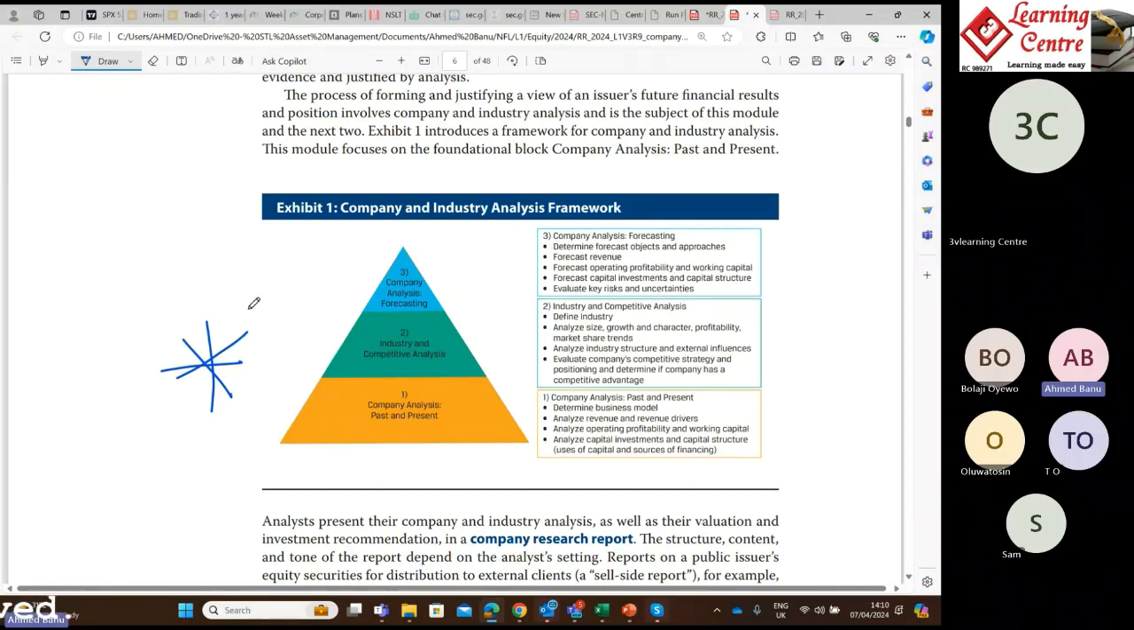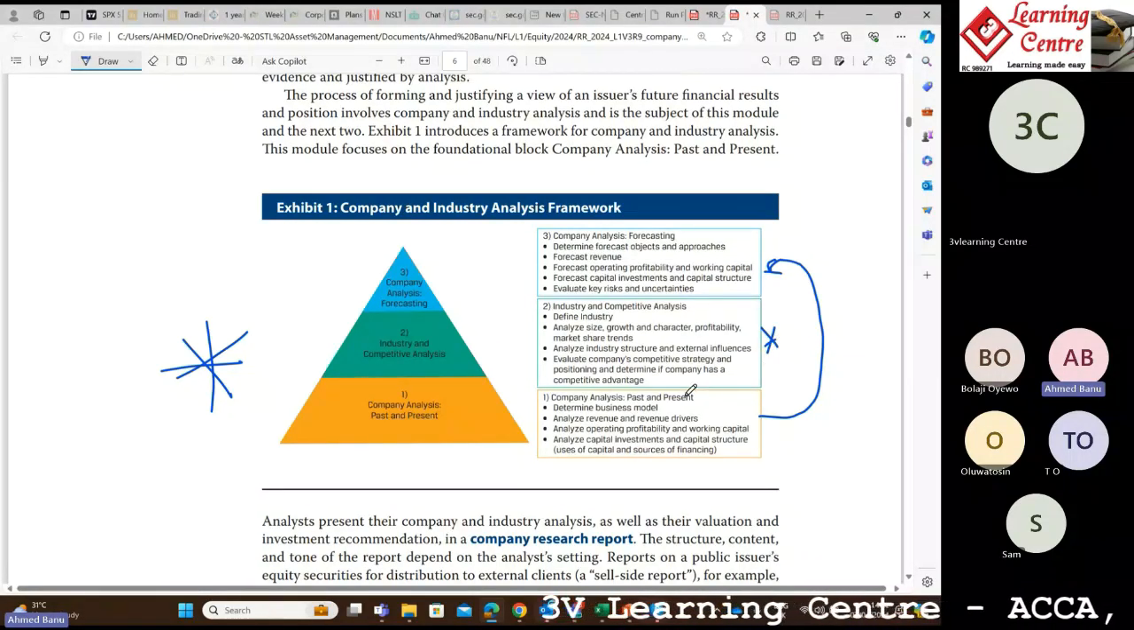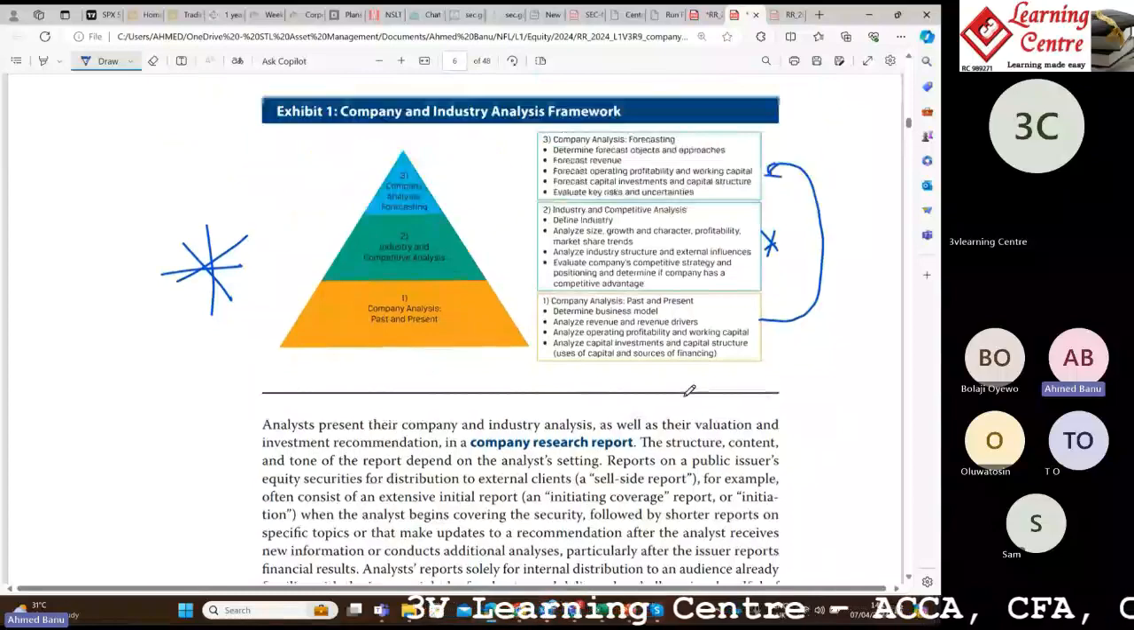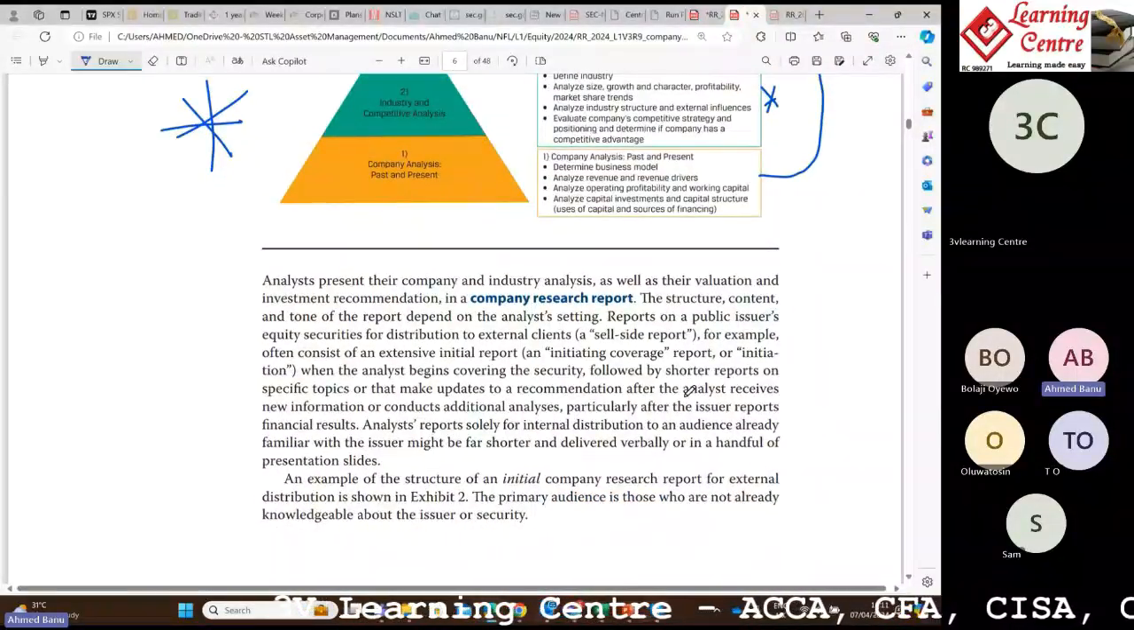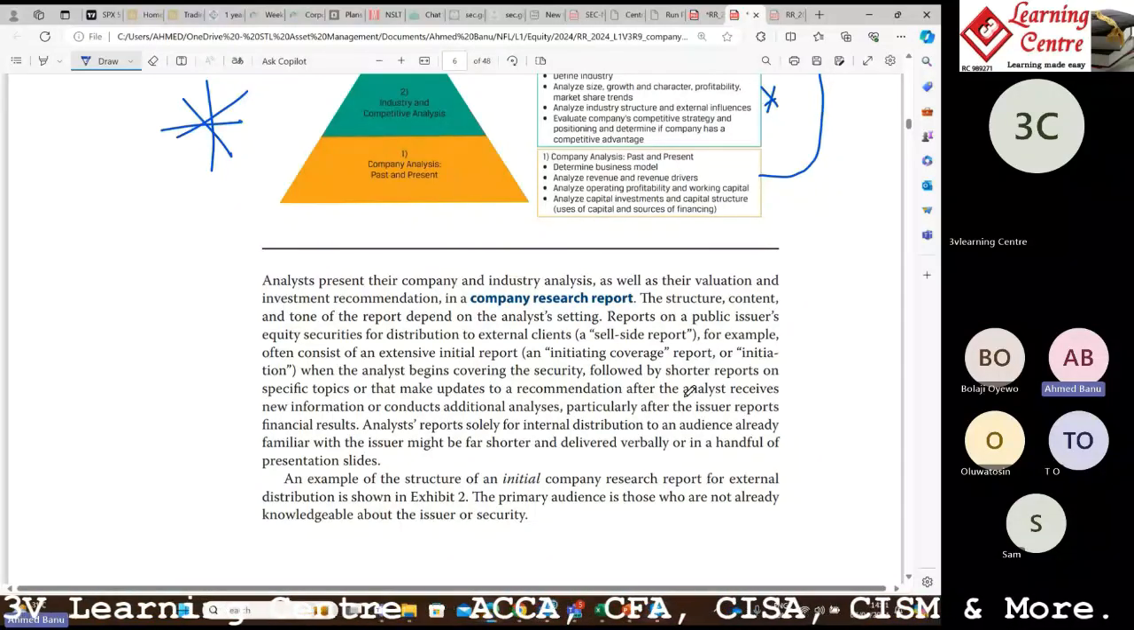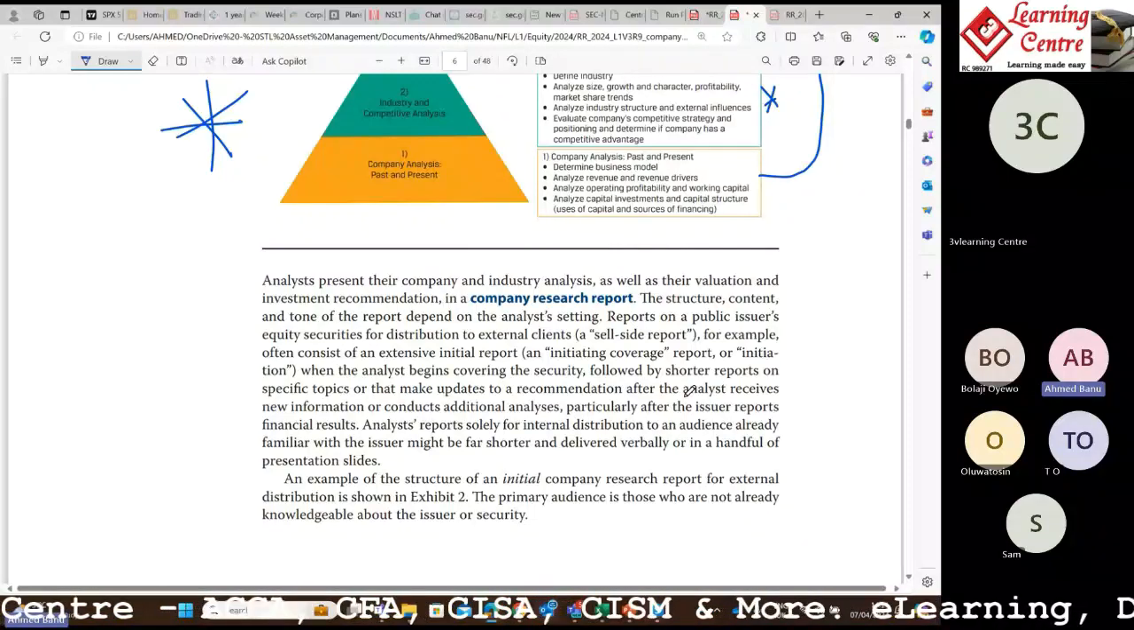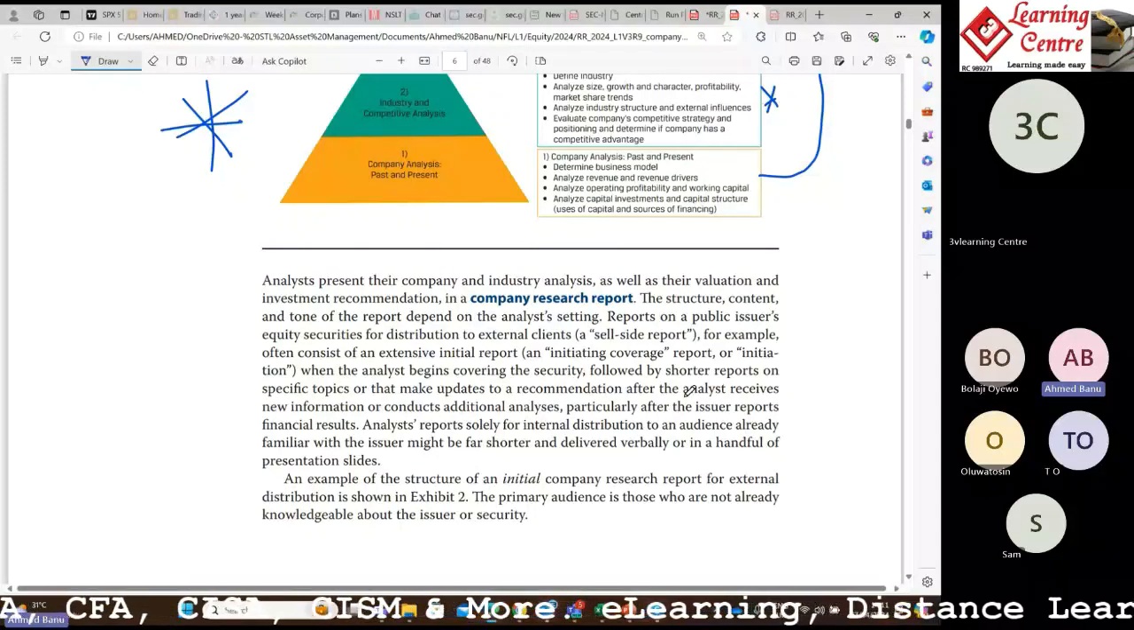So basically, we take our understanding of what we have here into this future, into this box, arming ourselves with what we know about the company in this box. Now, analysts present their company and industry analysis, as well as their valuation and investment recommendation, in a company's research report. The structure, content, and tone of the report depend on the analyst setting. Like I said, it's all dependent on the analyst.